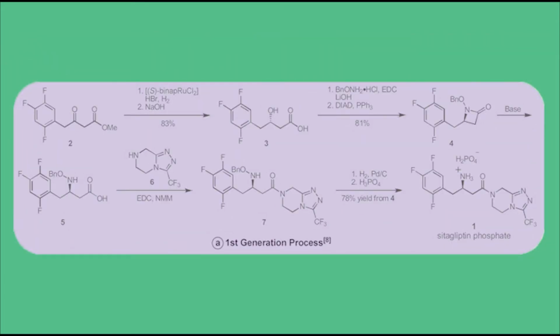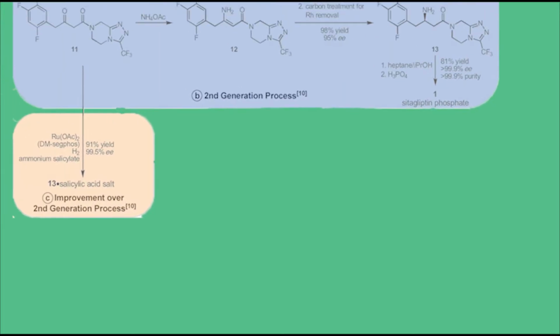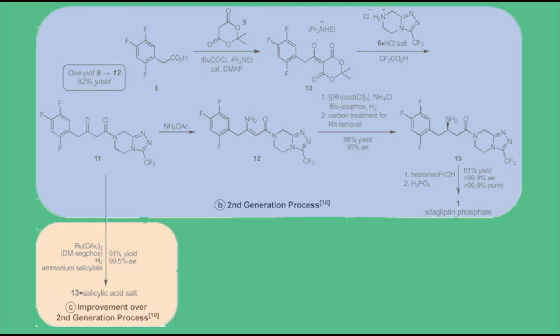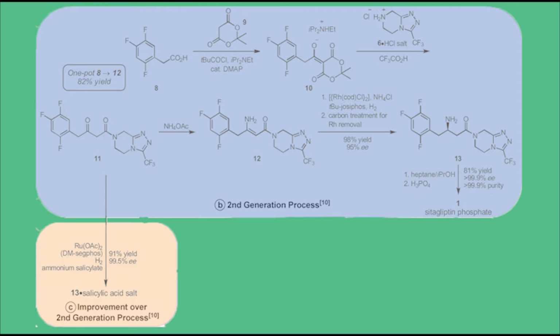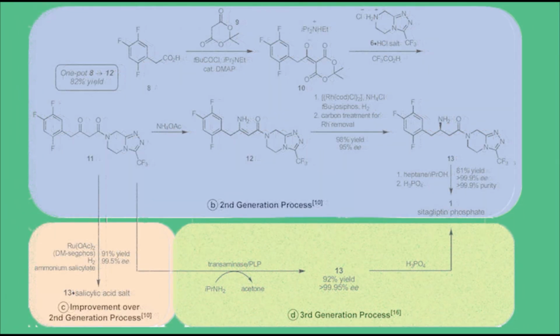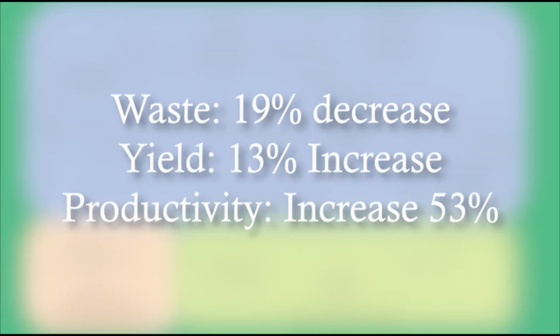Initially, the process was improved by the removal of the waste-intensive Mitsunobu reaction, replacing the synthesis with a 3-step one-pot synthesis of dihydrositagliptin. Overall, waste was reduced to 50 kilograms per kilogram of final product, with the overall yield at 65%. Finally, the synthesis was improved using biocatalysis, decreasing waste by 19%, increasing yield by 13%, and productivity by 53%.